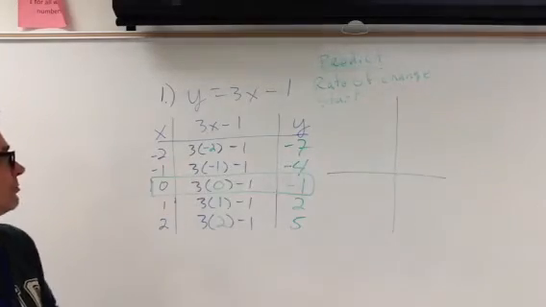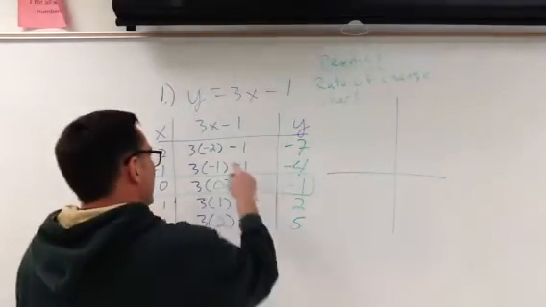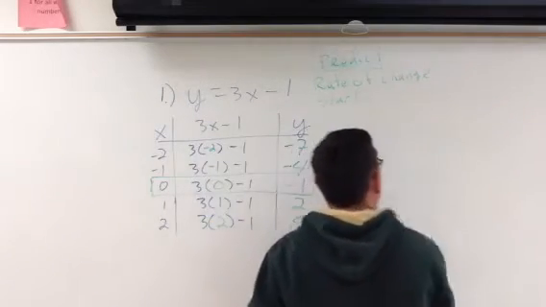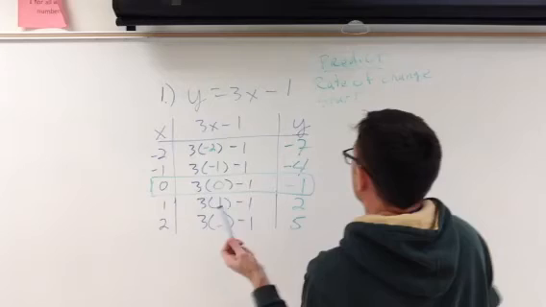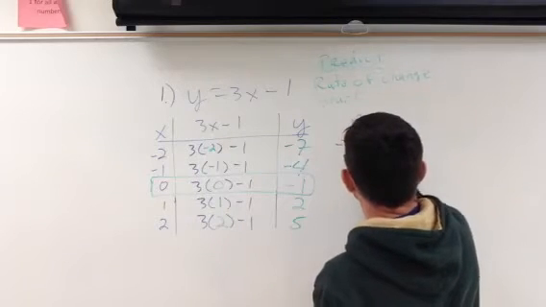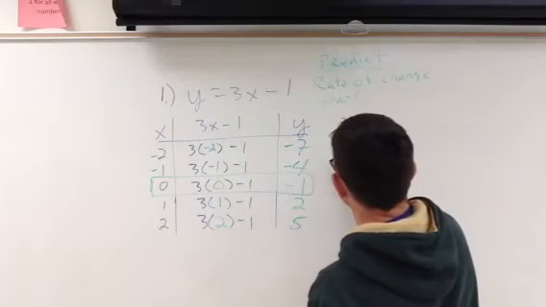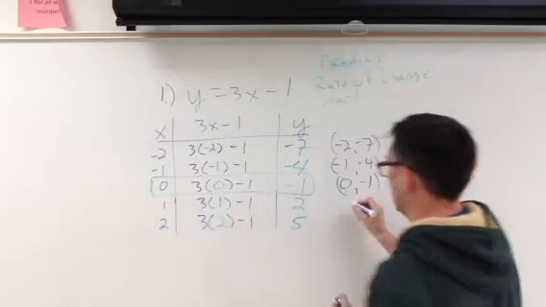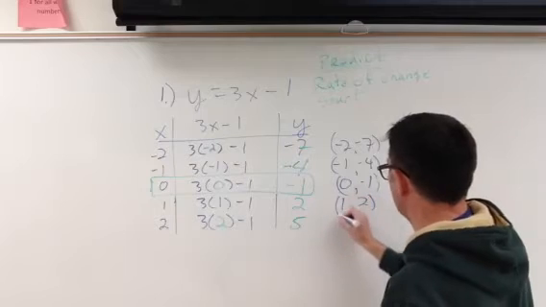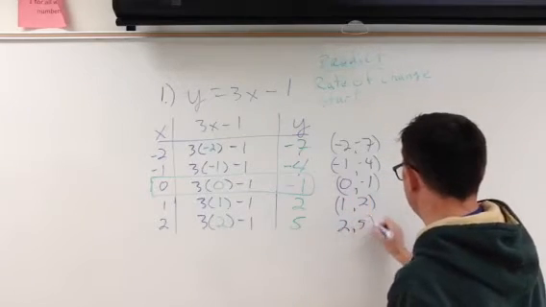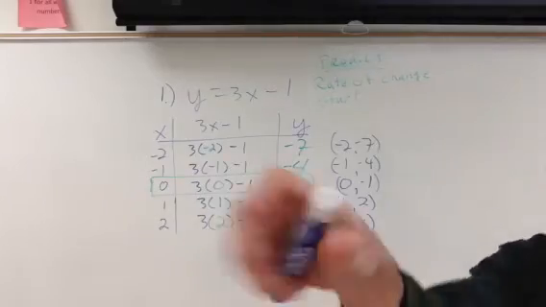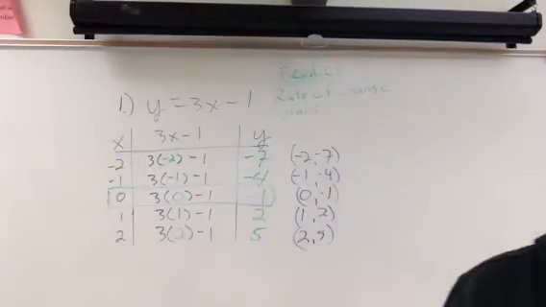I can now plot these points. So the points I have are negative 2, negative 7; negative 1, negative 4; 0, negative 1; 1, comma 2; and 2, comma 5. There's our points. Now what we can do, we can now plot these points on a graph.